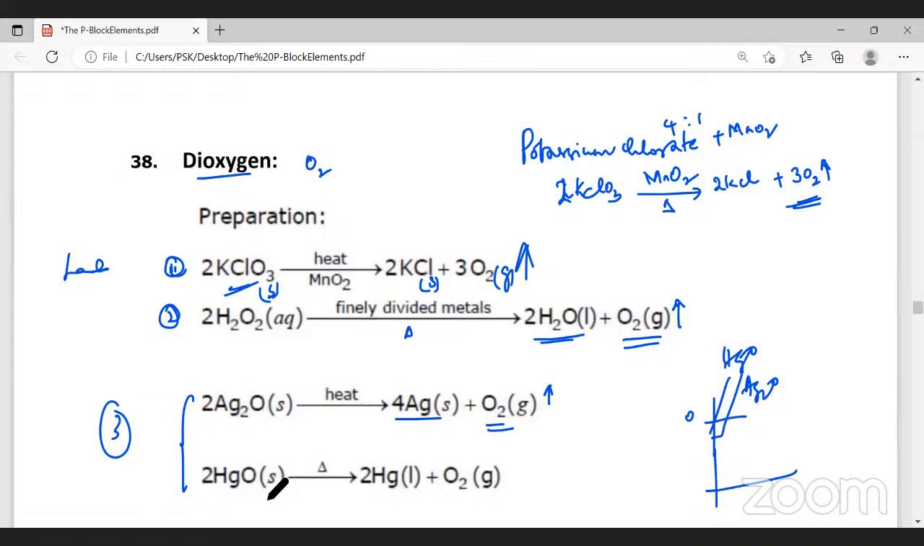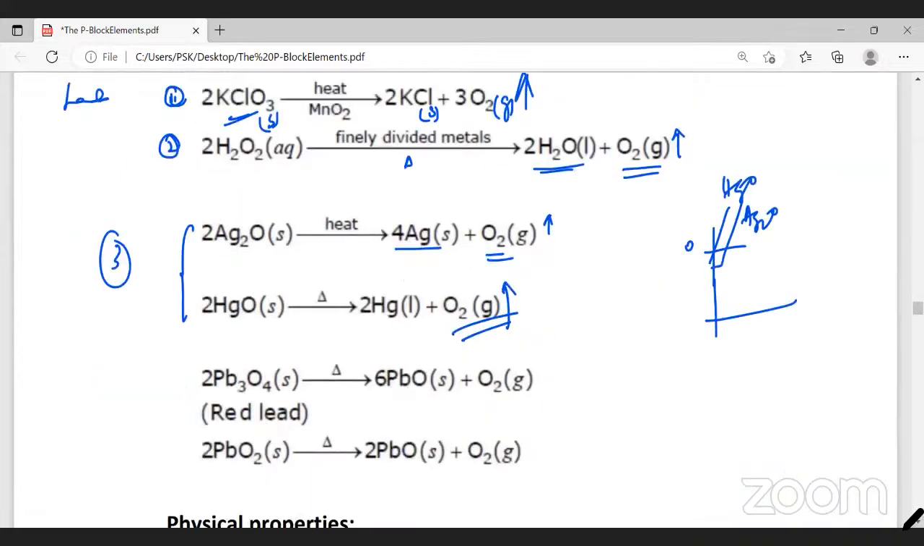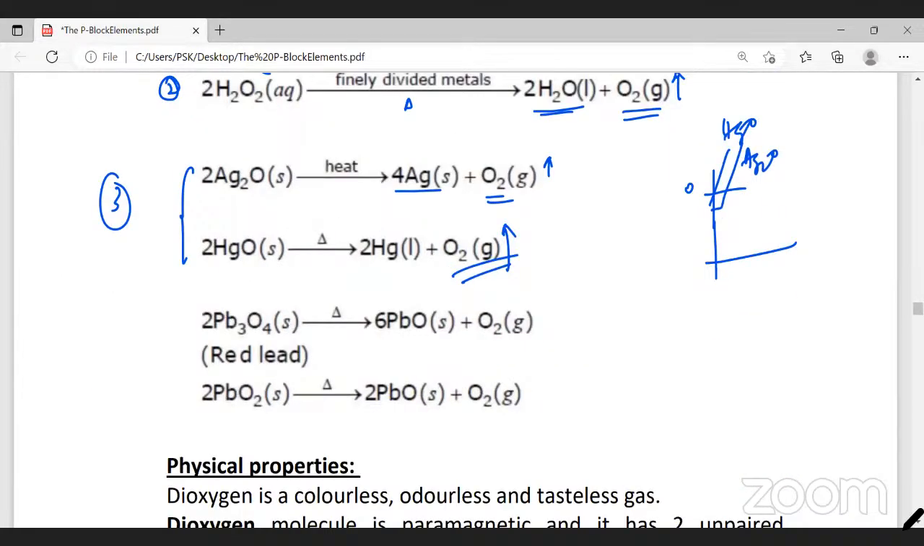So these are the methods in which we can prepare oxygen. Also, lead tetroxide and lead dioxide on heating give lead monoxide and oxygen gas. This is not recommended in the syllabus. No, not in the syllabus.